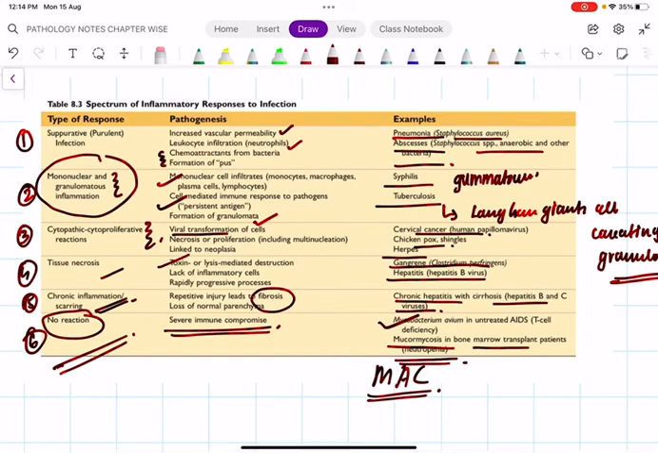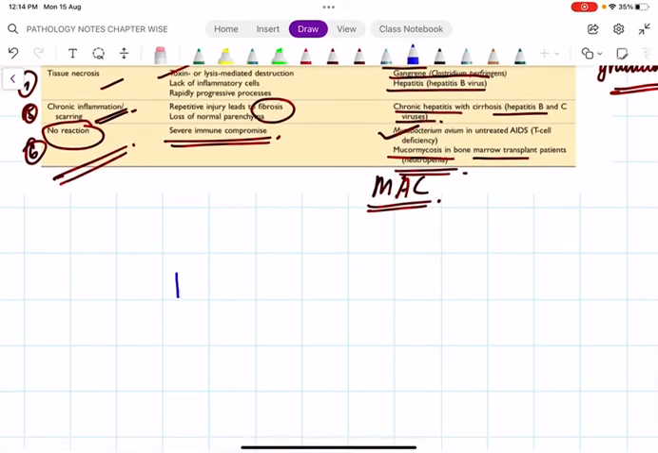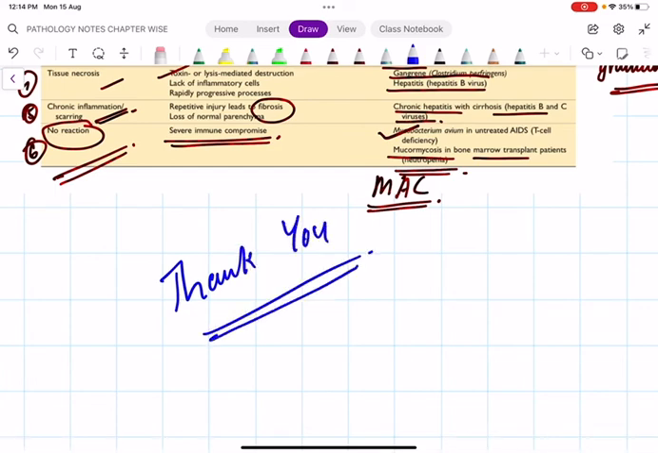So I hope this session has been useful. This session has been an introduction, an introduction to the approach to infectious diseases. So I hope this session has been useful for all of you. Thank you.